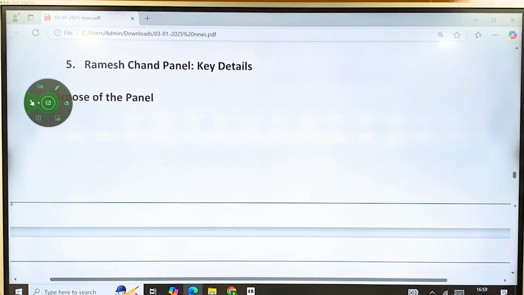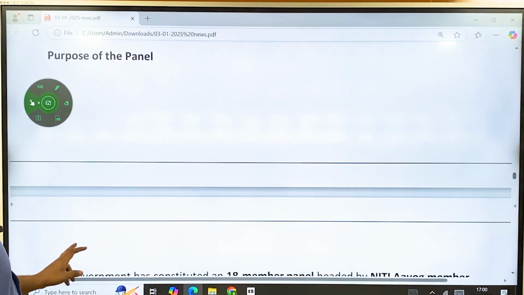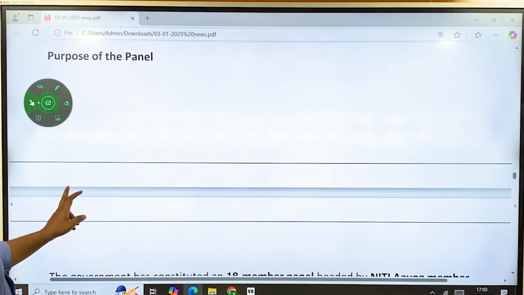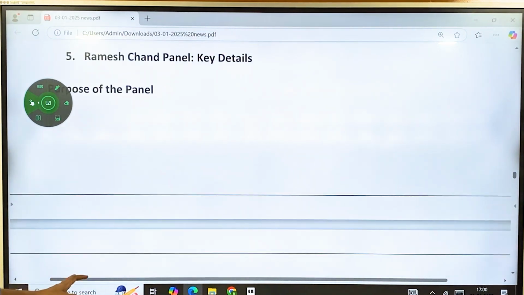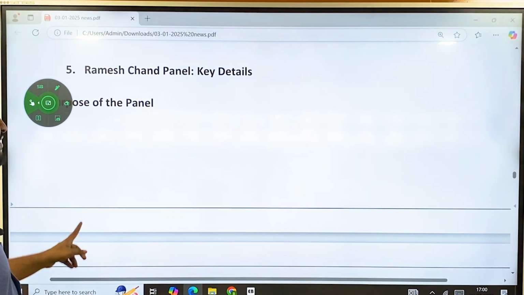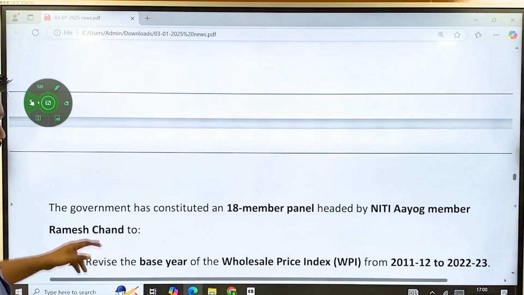Then the next article is about the Ramesh Chand panel. There was an article about the Ramesh Chand panel in The Hindu. It talks about the purpose of the panel, or the key significance or recommendations of the Ramesh Chand panel. You will be seeing this news.